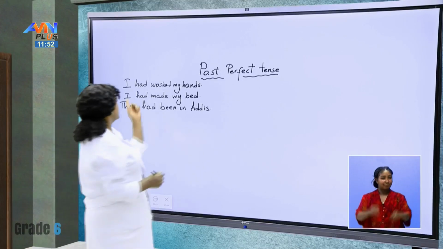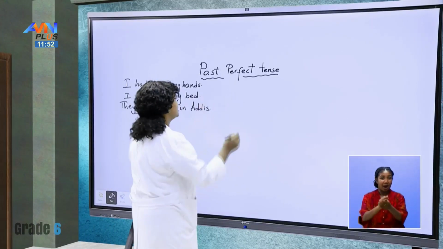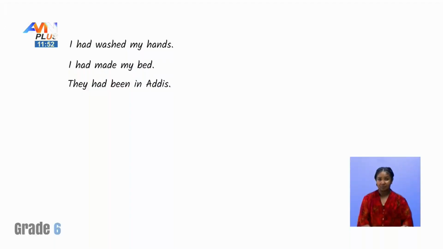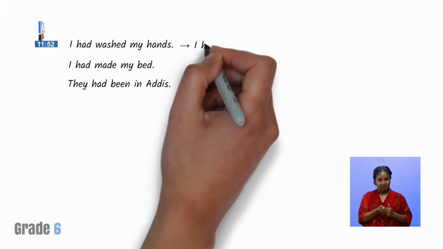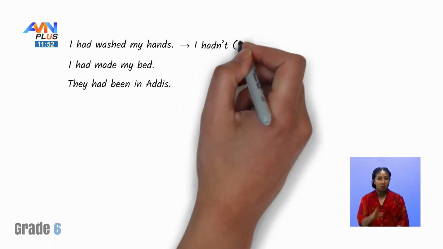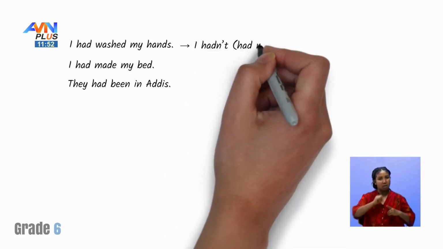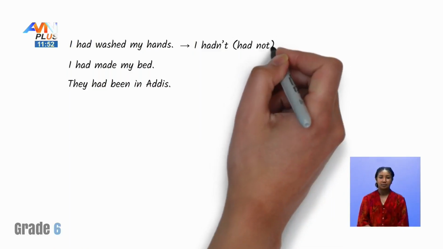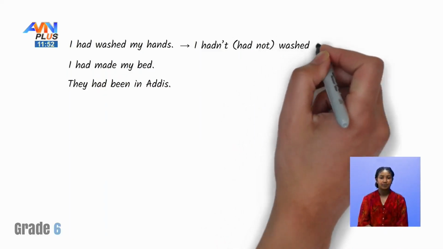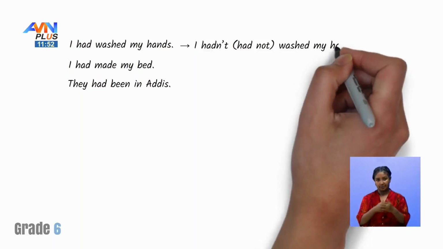Right, so we're back. I had washed my hands. Let's make it negative. I am sure you said, I hadn't, or I had not washed my hands.